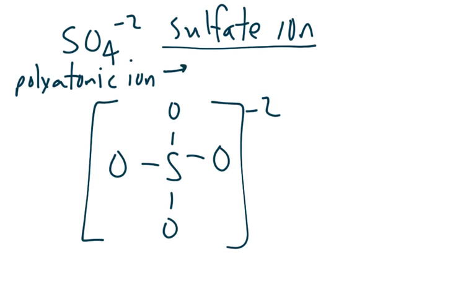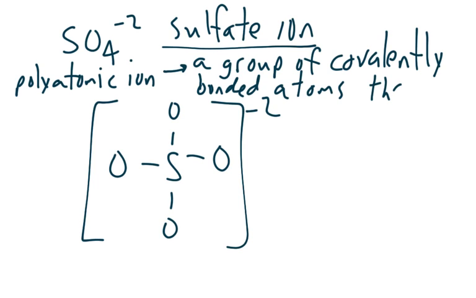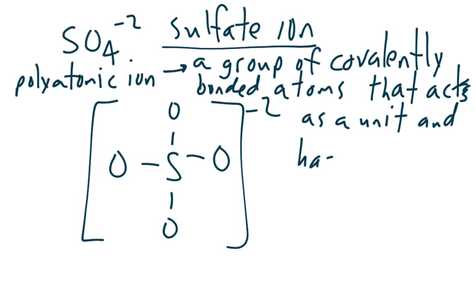A polyatomic ion, we can think of it as a group of covalently bonded atoms that acts as a unit and has a charge. So these single bonds here are covalent bonds. They're holding the sulfur and the 4 oxygens together.